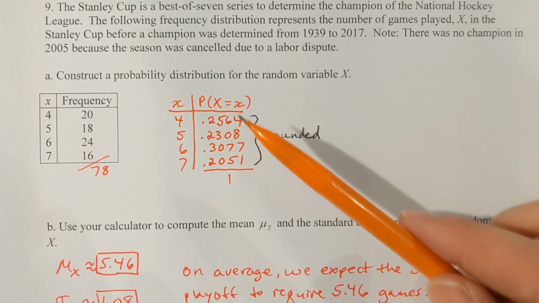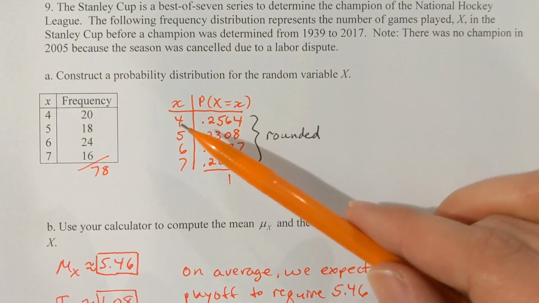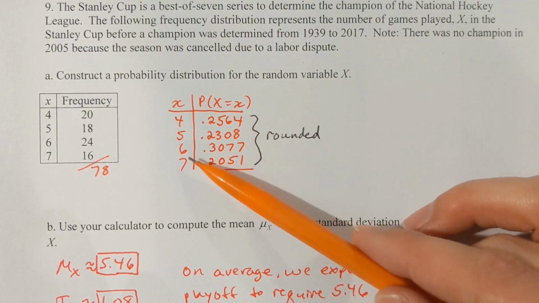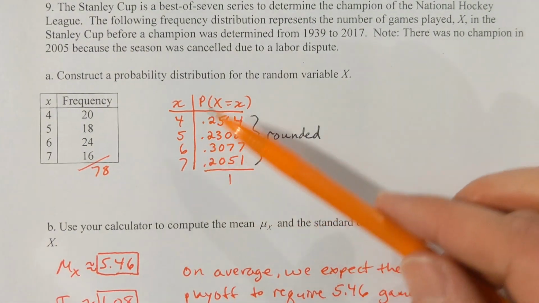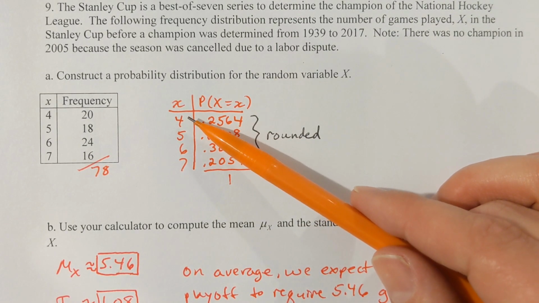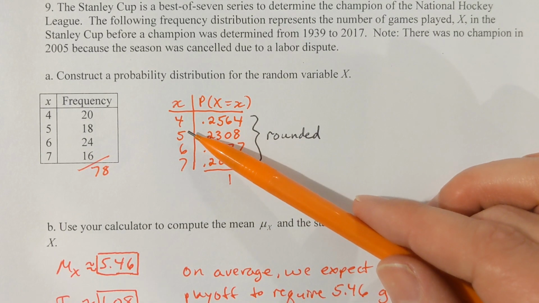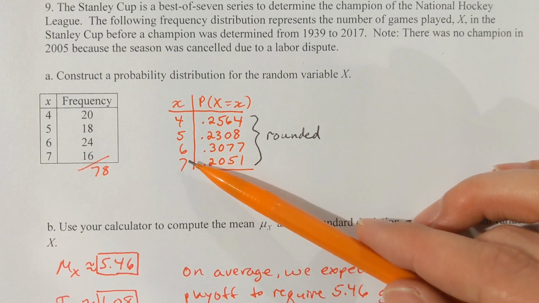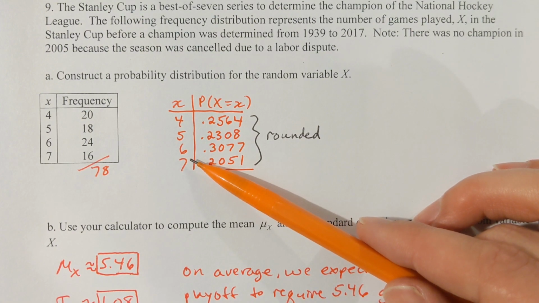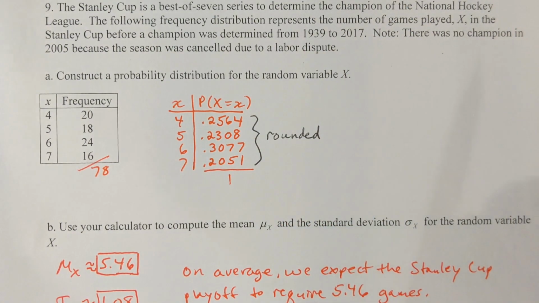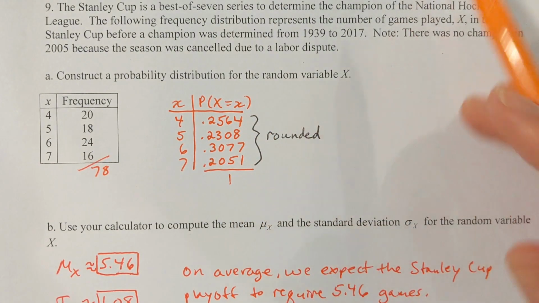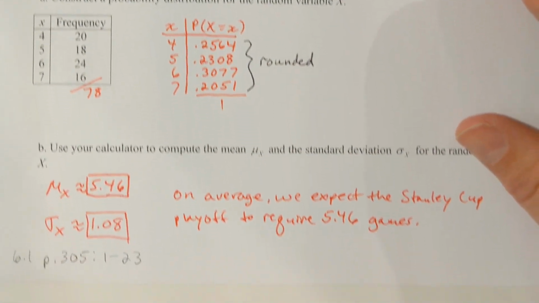But this would be another discrete variable, right? So we're going to only have counting number values. In other words, it might take only 4 games to determine a champion in a best-of-7 series. It might take 5, it might take 6, or it might take all 7 games to determine the champion in a best-of-7 series. So this table would be my answer to part A.